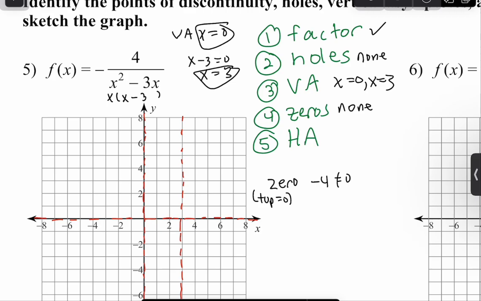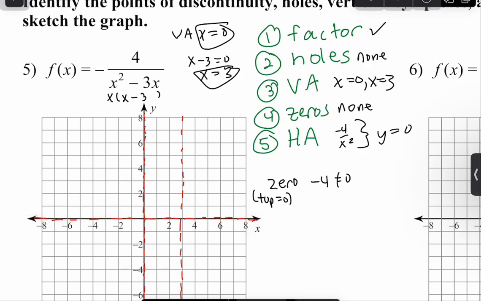Let's talk about our horizontal asymptote. The horizontal asymptote occurs at 0 if the bottom power is more than the top. So our bottom power is definitely more because it would be like -4 over x squared. So that tells us that it always goes to 0 when the lead term on the bottom has the higher power. We already saw that. Here is our horizontal asymptote.